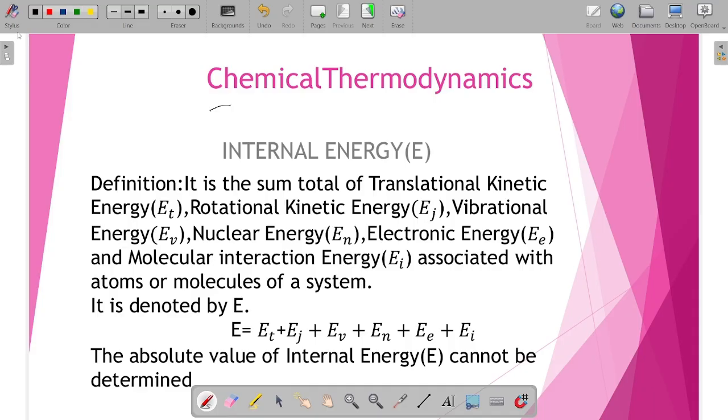More precisely, we can interpret internal energy as per the definition: it is the sum total of translational kinetic energy, rotational kinetic energy, vibrational kinetic energy, nuclear energy, electronic energy, and molecular interaction energy associated with the atoms and molecules of the system. So, the system contains some atoms or molecules.